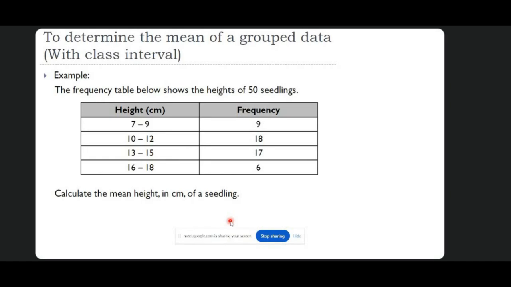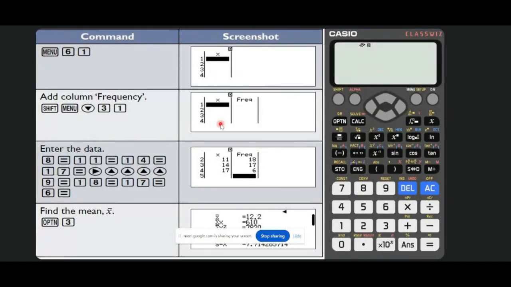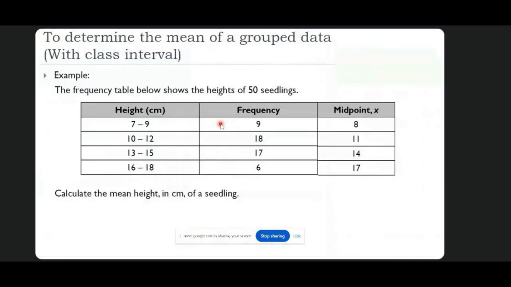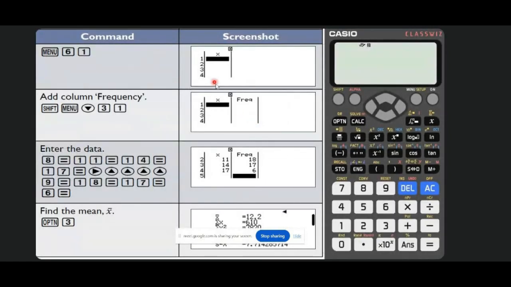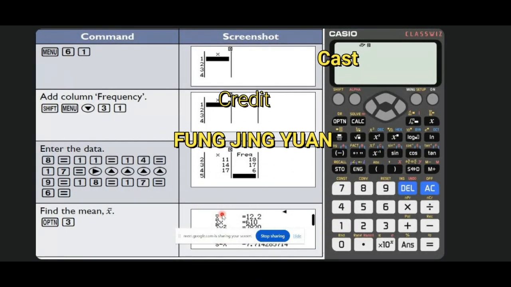For grouped data with class interval, you need to find the midpoint first. Then key in the midpoint, not the height. Key in the midpoint in the X column and the frequency in the frequency column. Same buttons, press OPTN and press 3. Then you will get the answer. So that's all from me.